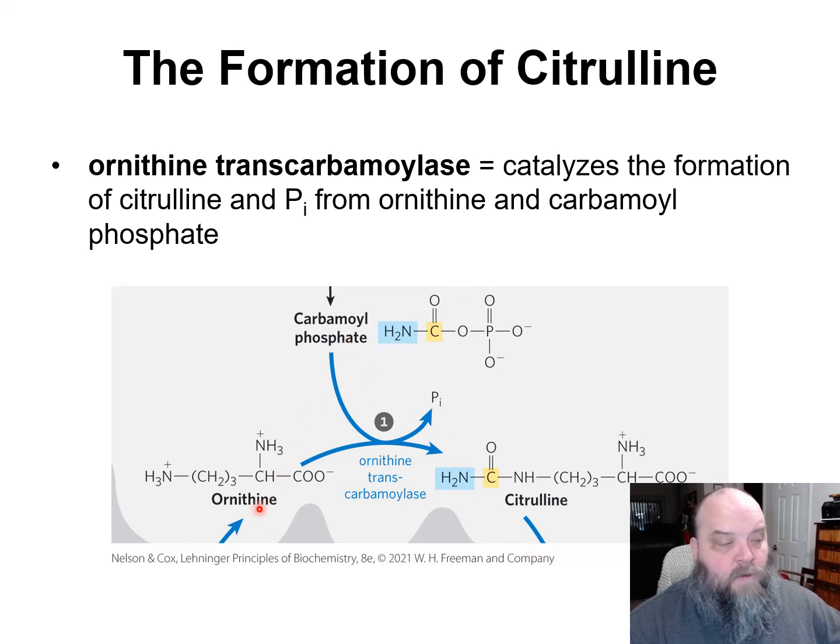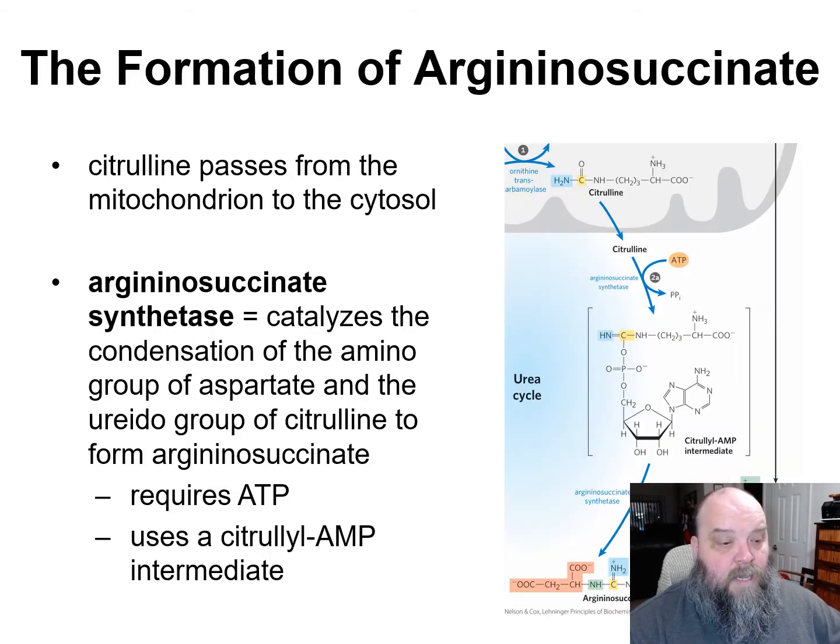Carbamyl phosphate is going to be added to ornithine. This nice, what is it? 3-carbon, 2-amino functional group molecule. Ornithine transcarbamylase. So you're taking carbamyl and you're transferring it to ornithine, producing citrulline. Carbamyl phosphate can't pass through the mitochondrial membranes. Citrulline, on the other hand, can.